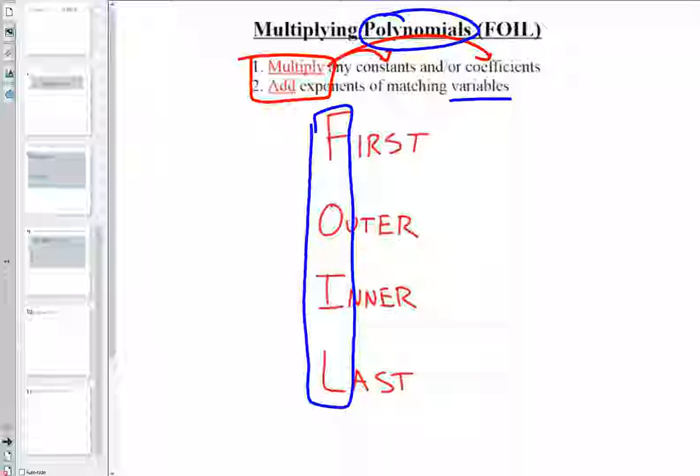Yes? I'll show you that too. The box method. You like the box method? But I'm just going to call it foiling. We're going to call it foiling.